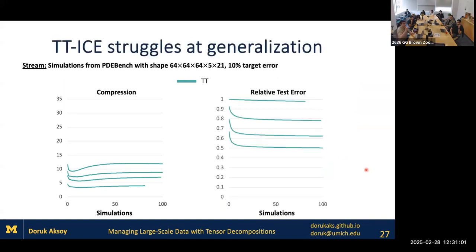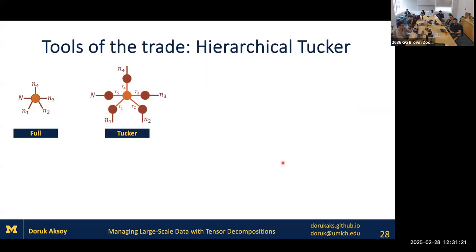But if you check the generalization error, the relative error of the approximation on the test set, we see that the TT struggles to generalize to unseen data. So it shows that there are limits as to where we can apply this decomposition. But there's also a solution to that. Otherwise, I wouldn't be talking. So the solution is that by introducing a hierarchy between dimensions, we are able to get better approximations.